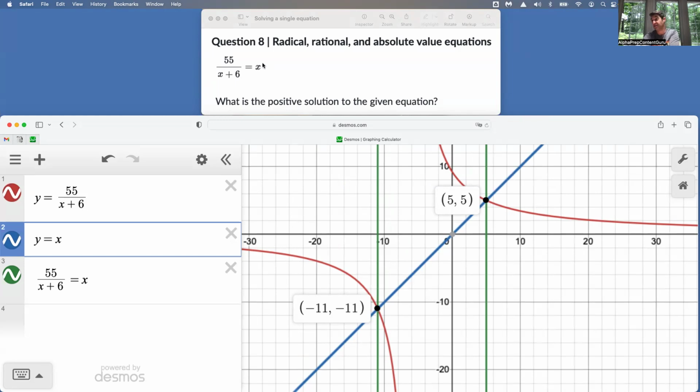So instead of doing what the College Board is asking you to do, multiplying both sides of this equation by x plus 6, distributing the x, getting a quadratic, setting the whole thing equal to 0, and then solving that quadratic, you can literally say y equals the left side, y equals the right side, look to see where they cross, and the x values where they cross are the values that solve it.